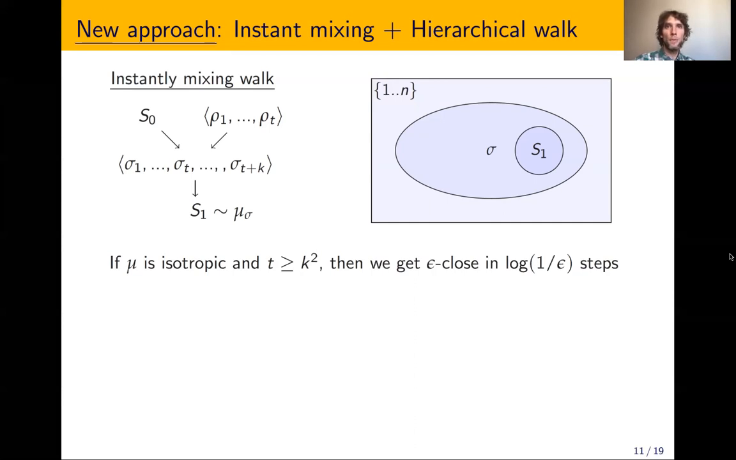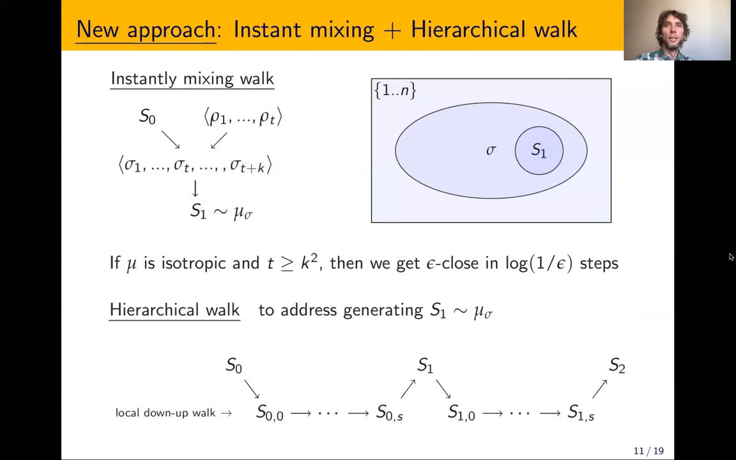It remains to show how we can sample from the mu distribution restricted to the intermediate sample. For this, we can simply use the down-up walk discussed earlier, but run it locally on the intermediate sample. Since the size of the ground set for the down-up walk is now poly k, it will mix in poly k time.